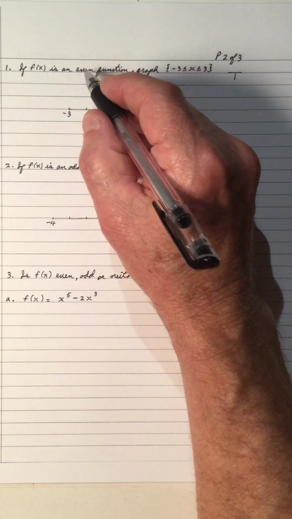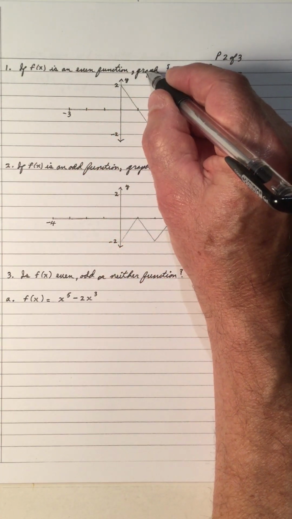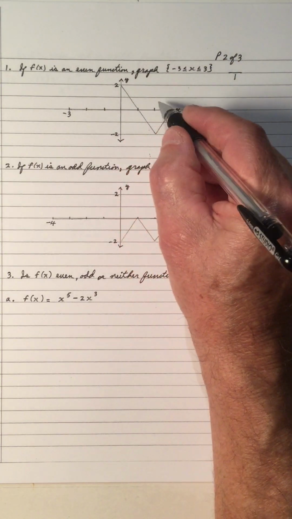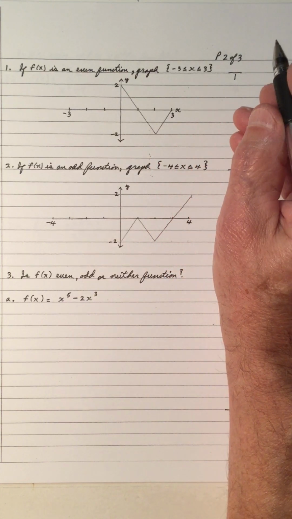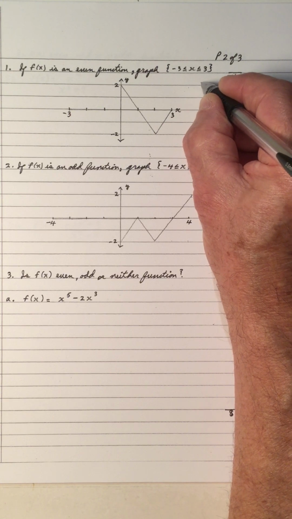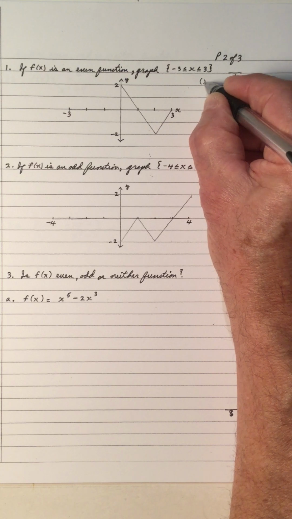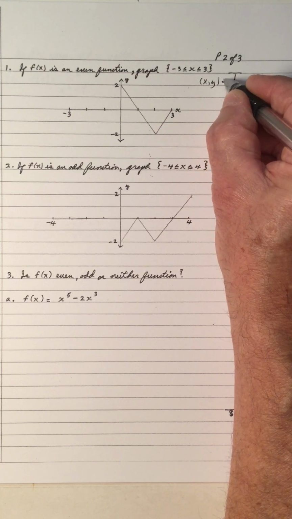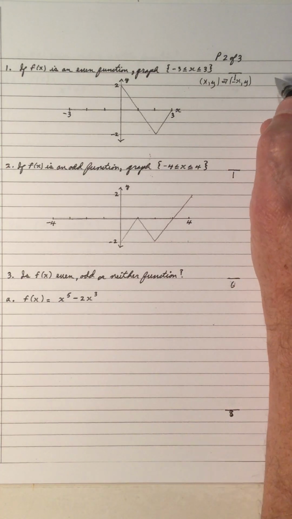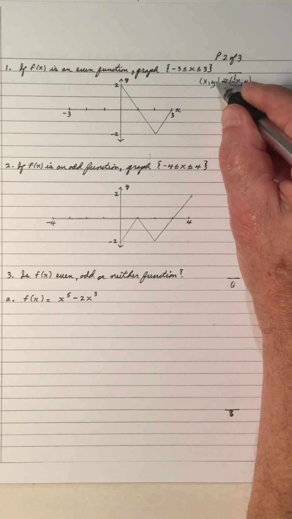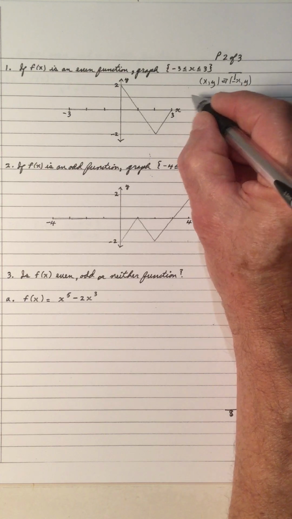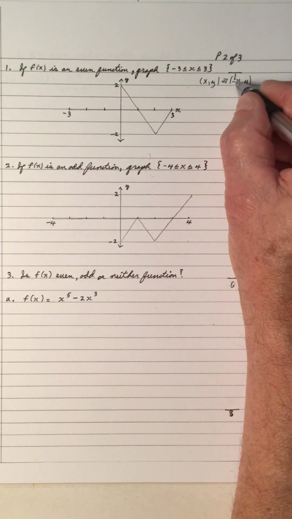Number 1, if f of x is an even function, we want to graph it over this interval of -3 less than or equal to x less than or equal to 3. Because it's an even function, an even function obeys x, y to negative x, y. So the x's are changing, and that's saying that it's reflected in the y-axis.